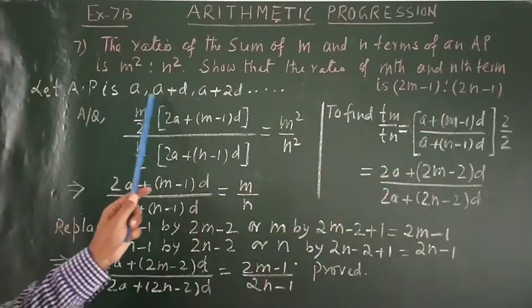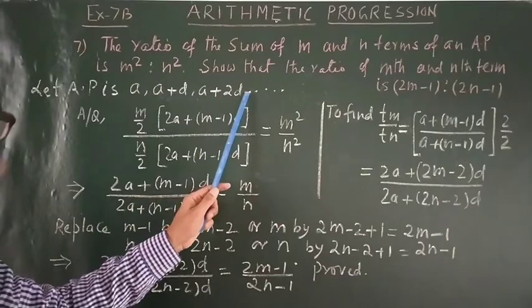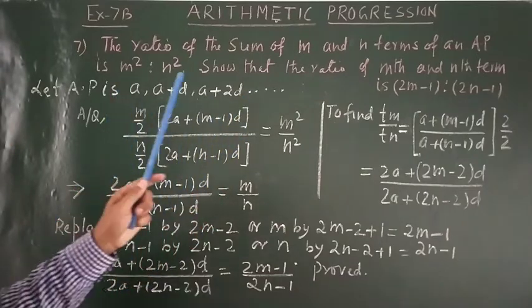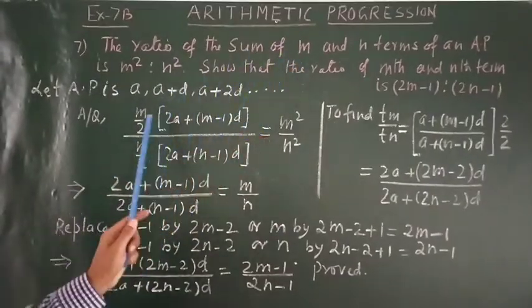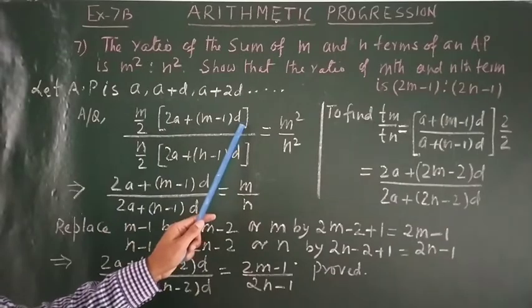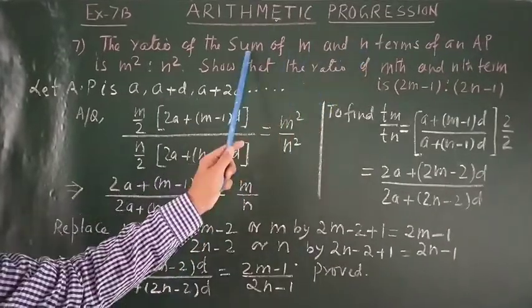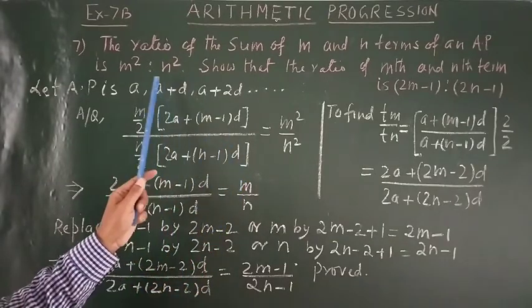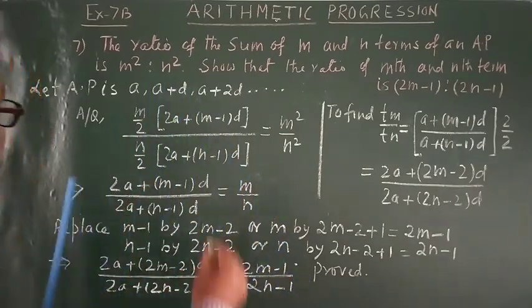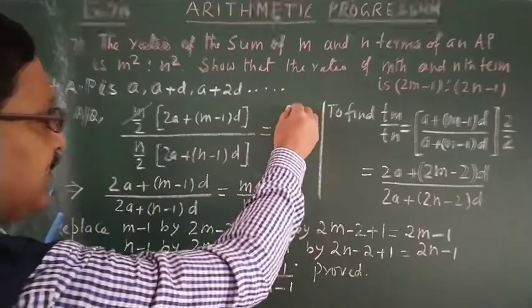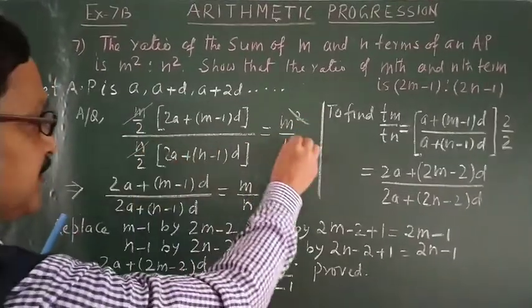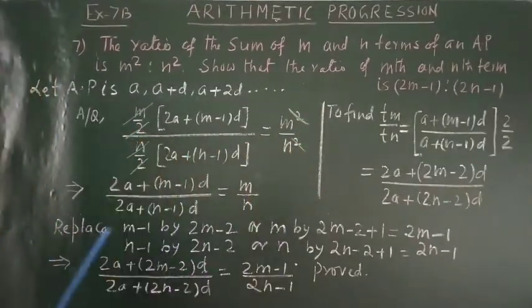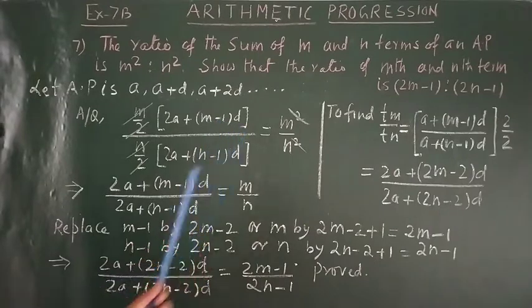Now let the AP be a, a plus d, a plus 2d, you already know. So according to the question, the sum of m terms is m by 2 (2a plus (m minus 1)d), and the sum of n terms is n by 2 (2a plus (n minus 1)d). This is m square by n square, given. So cancel m with m, n with n, and 2 by 2. So we are left with (2a plus (m minus 1)d) by (2a plus (n minus 1)d). This is m by n.